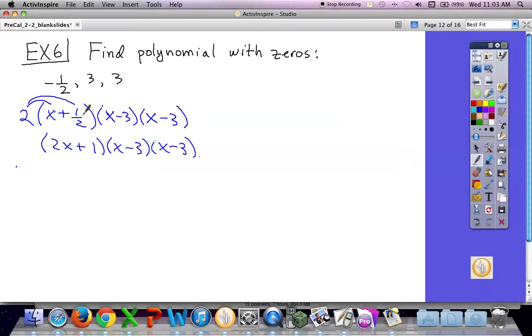So now, how do we proceed from here? Which 2 do you think we'd want to FOIL? Right. Probably you're going to do these 2 first. Right. That is x squared minus 6x plus 9. It's not x squared minus 9. Okay? Times 2x plus 1.